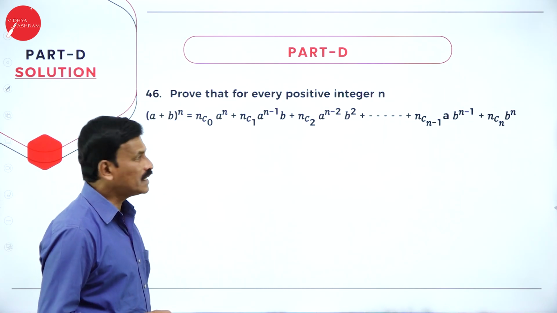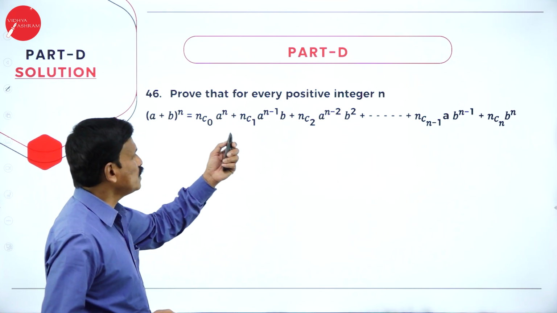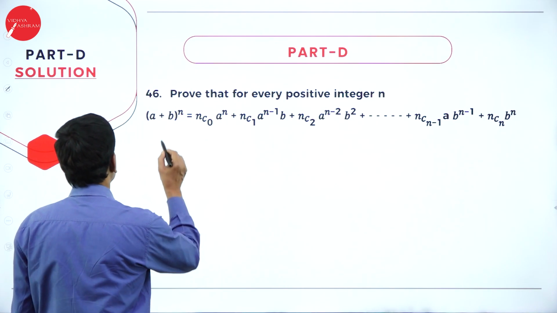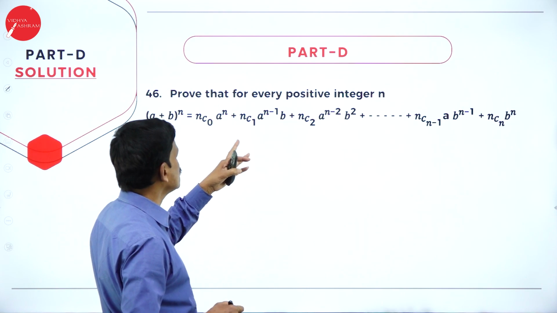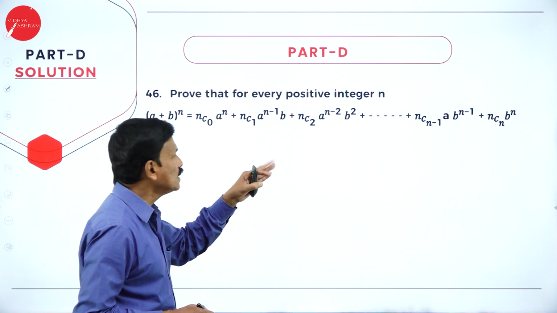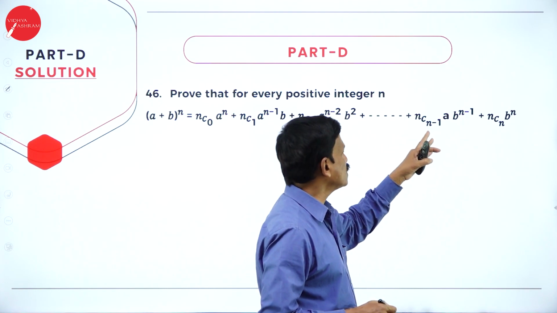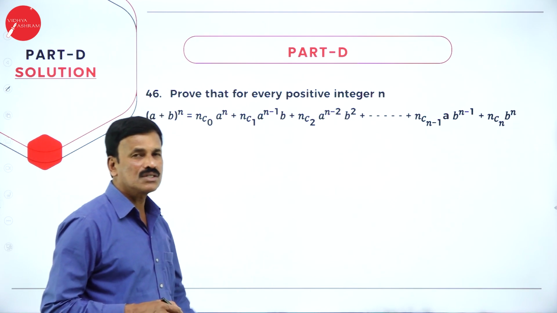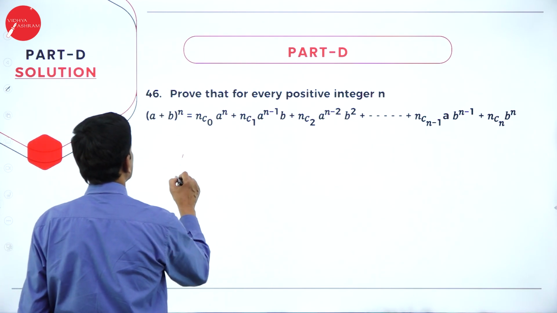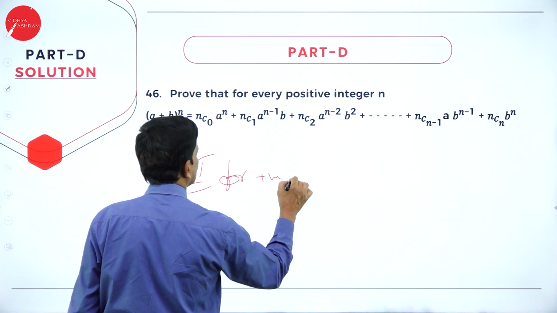State and prove the binomial theorem for a positive integer n. So prove that for every positive integer n, (a + b)^n is equal to nC0 a^n + nC1 a^(n-1) b + nC2 a^(n-2) b^2, etc., nC(n-1) a b^(n-1) + nCn b^n. So this is nothing but the binomial theorem. State and prove the binomial theorem for a positive integer n, right?